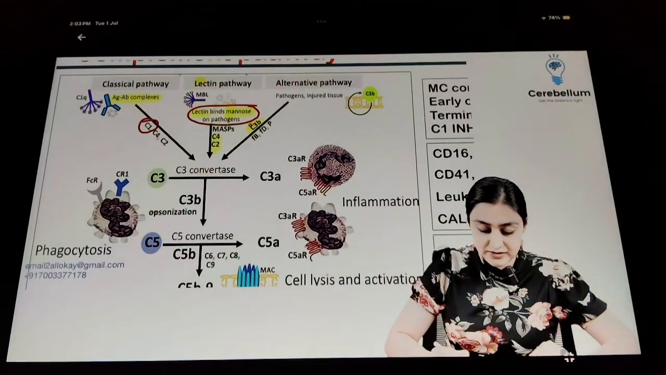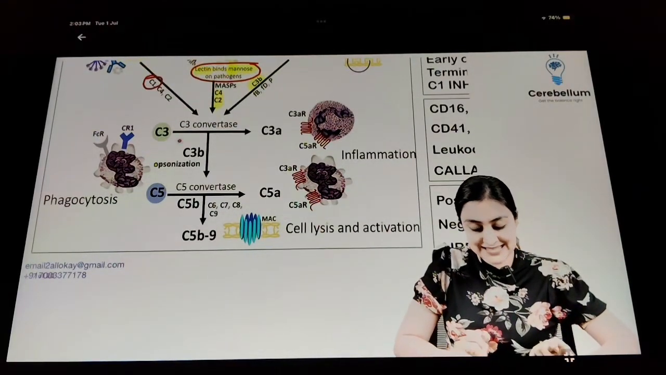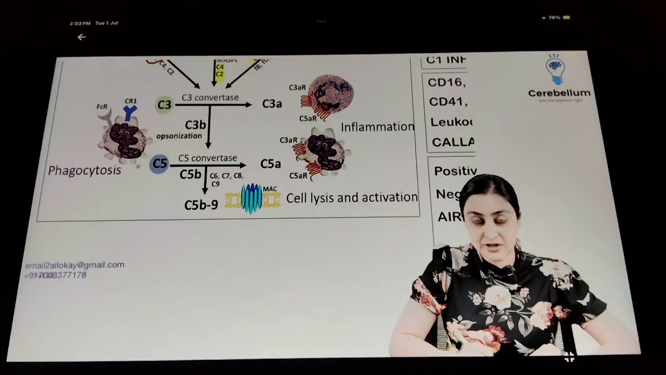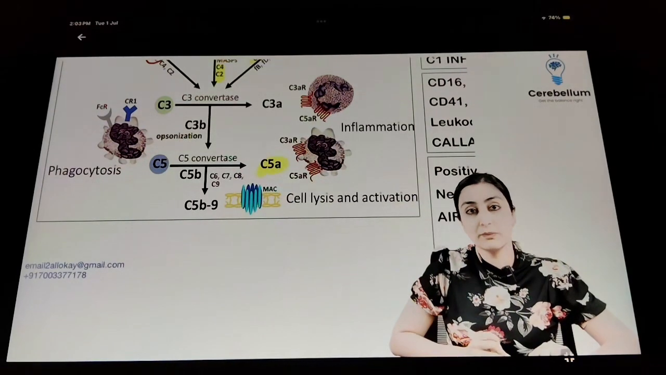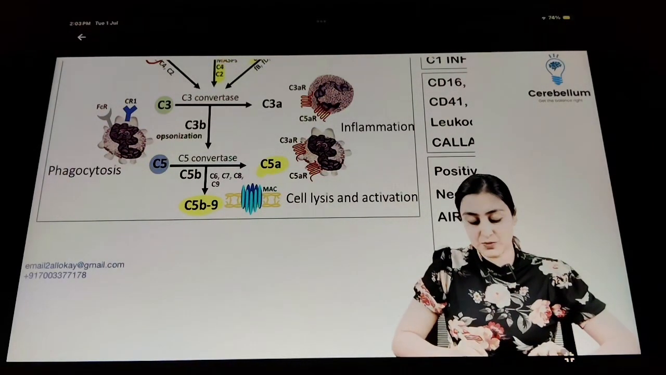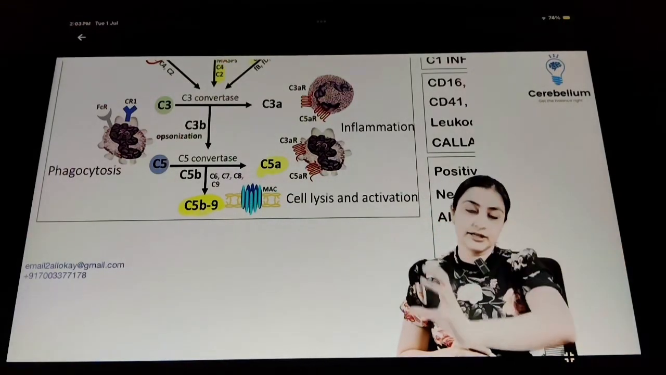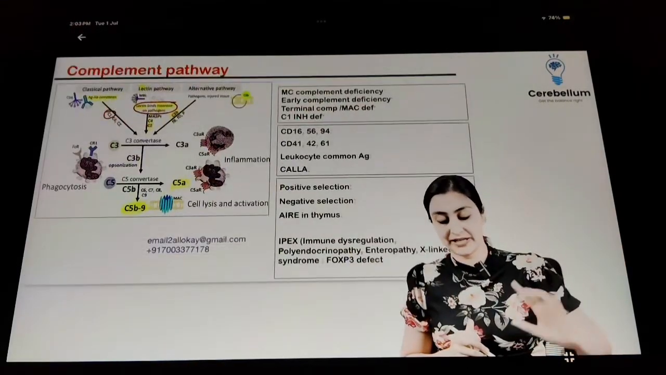So eventually all of these together, C3b and all of these together, activate C3. C3, when it becomes activated, becomes C3a, right? Then you have the activation of C5. C5 is our main terminal complement, and that is what forms the membrane attack complex with C5b to C9. So just remember: early complement 1, 2, 3, 4, terminal complement C5, and then the membrane attack complex. So this is how complements work.